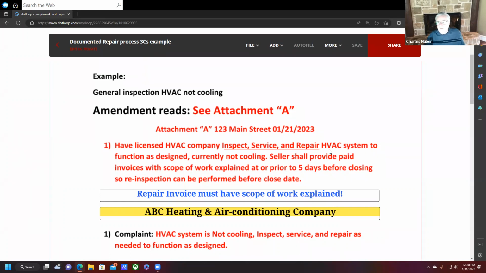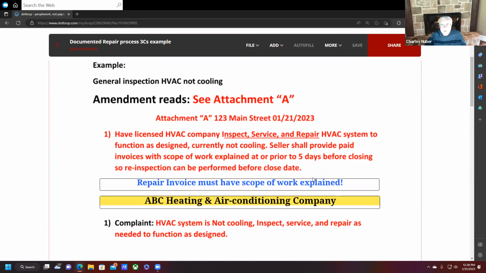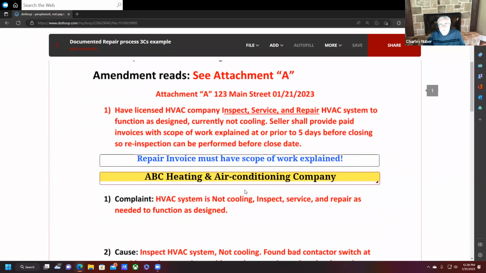So you inspect, service, and repair HVAC system to function as designed. Currently not cooling. Seller shall provide paid invoices with scope of work explained at or prior to 5 days before closing, so reinspection can be performed before closing date. So that is a slight change to what paragraph 7 calls for, because paragraph 7 says that on the day of closing, you can provide the scope of work paid invoices. Well, we might want to send the inspector back in to inspect the work. So we want the work done prior so we can have an inspector lined up to go check.